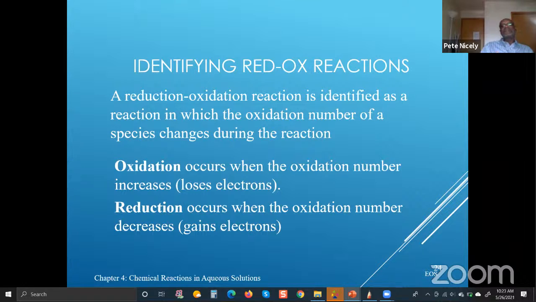On the other hand, if the oxidation number decreases, then we say that reduction takes place. In other words, there's a gain of electrons occurring while the oxidation number decreases. So we simply call it a redox reaction. And you cannot have one without the other. If oxidation takes place, then reduction must have taken place elsewhere, because when an atom loses electrons, those electrons will be transferred to another atom, which will undergo the reduction.